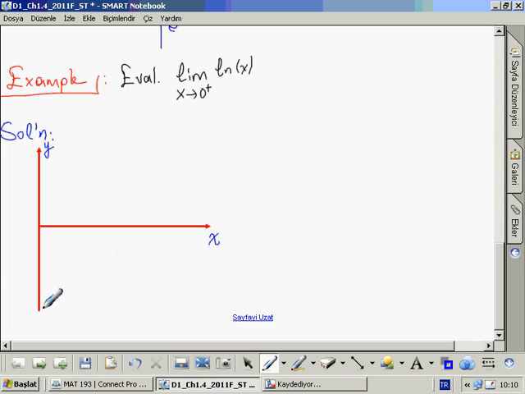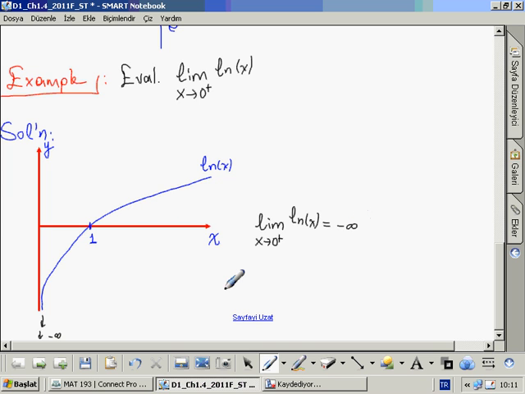And this is ln of x, and from this we can see that the limit as x approaches 0 from the right hand side of ln of x, as you see, goes to minus infinity. Okay. And another example.